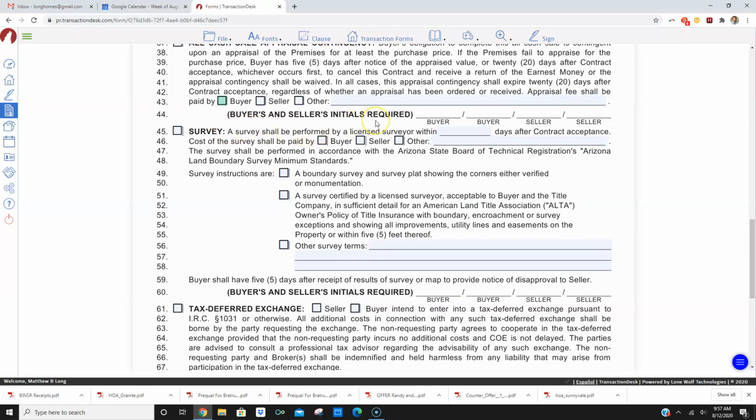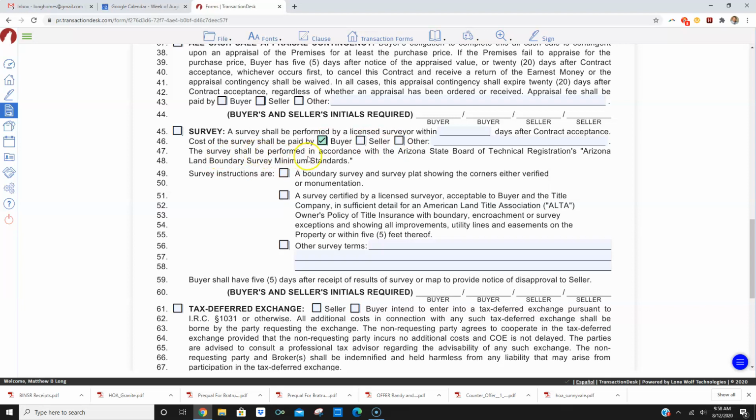Survey. This would be a little bit more for if you were selling vacant land, or maybe if it was a house on a whole bunch of property, a bunch of acreage. A survey shall be performed by a licensed surveyor within, I would put 20 personally, days of contract acceptance. Cost of the survey shall be paid by the buyer.